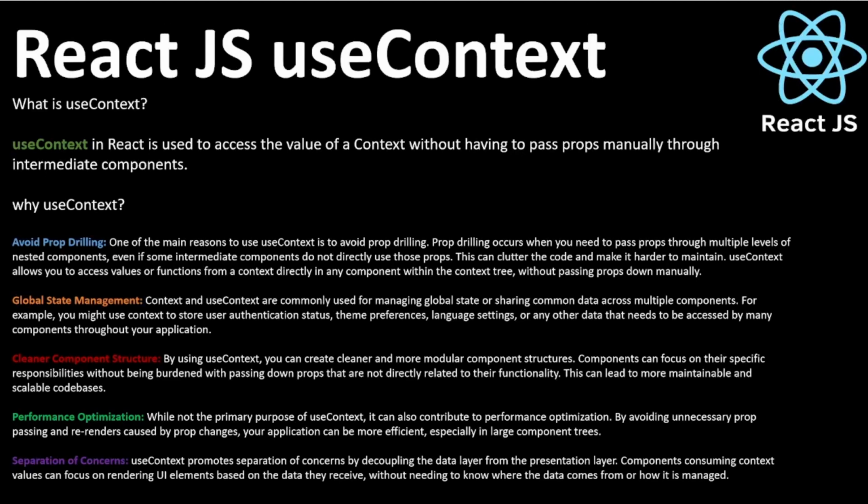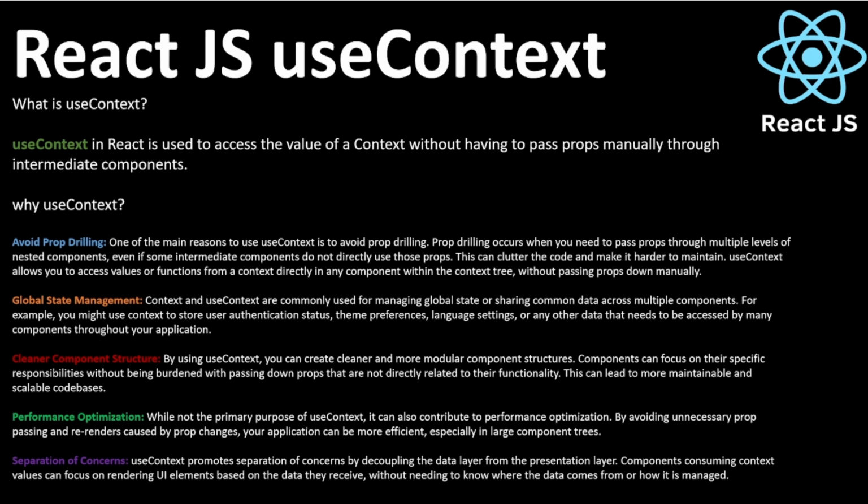Hello guys, we learned about the create context API, the same thing in the class component. The same thing in use context is a functional component. That is another hook. What is the use context? Use context in React is used to access the value of a context without having to pass props manually through intermediate components, guys. That is called use context.